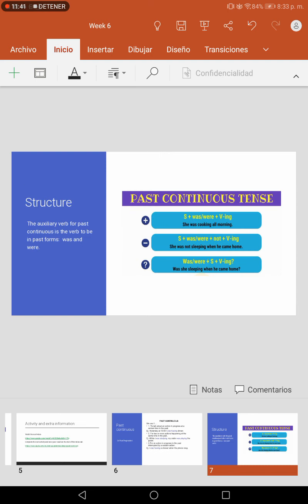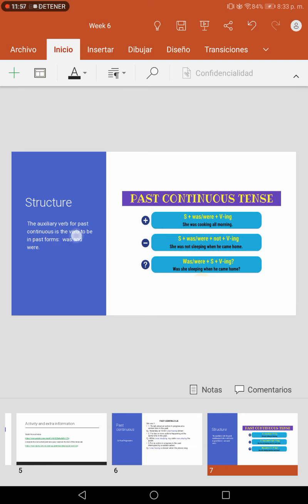Now, what is the structure for the past continuous? First of all, guys, the past continuous is going to use the auxiliary verbs was and were. Acuérdense, el verbo auxiliar del pasado continuo va a ser was y were.